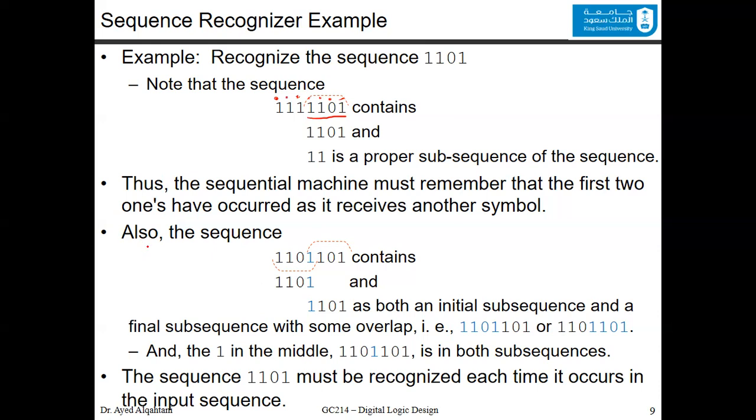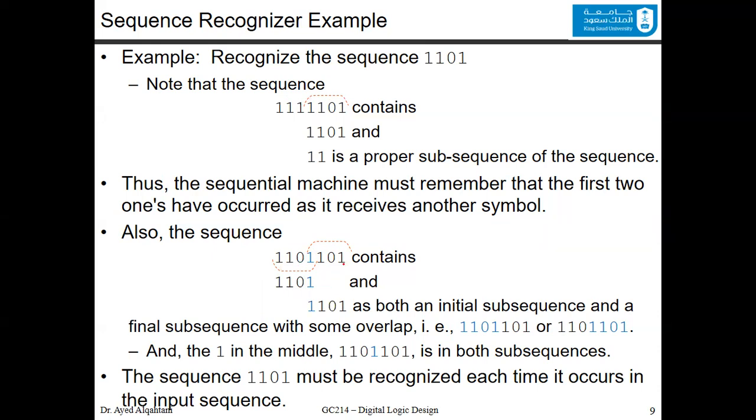Also, the sequence, this one here, 1 0 1 1 0 0 1 1, contains this part, and also it contains the other part that is here. As you can see, there is an overlap between the two sequences. So the moment you get 1, 1, and then 0, and then 1, that's a sequence. And then starting from this one, which is the overlap between the two sequences, if you get 1 and then 0 and then 1, you will consider it another occurrence as well.